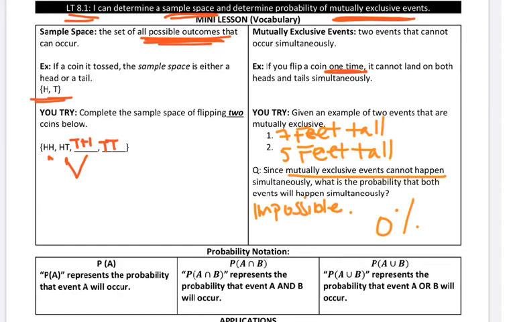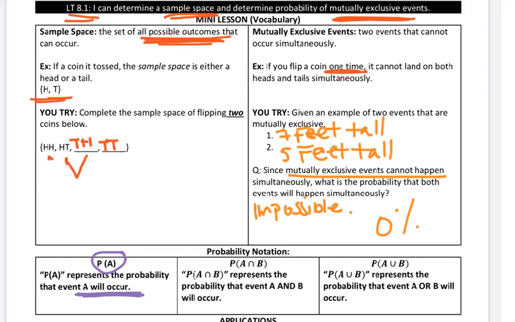This is similar to function notation. It's unfortunate that they all look so similar, but this is not the same. This is basically asking what is the probability that event A will occur. So when you see this notation for the rest of this unit, it's basically saying what is the probability that event A will occur.